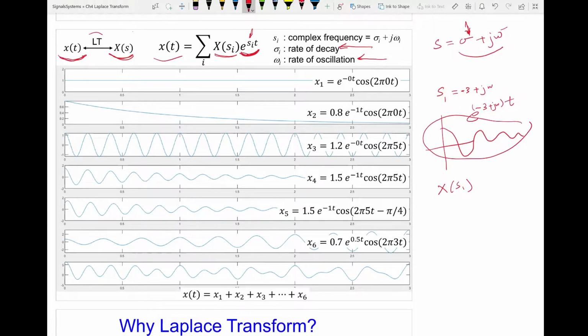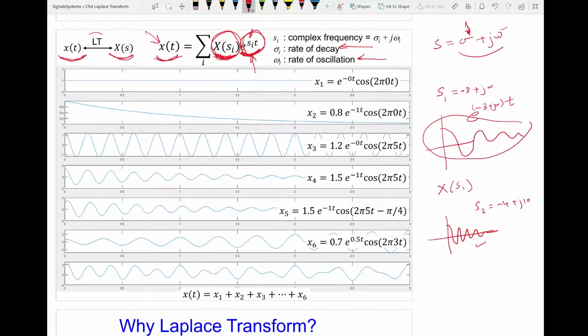I may have another signal that looks maybe like this. So now here s2 will have a different frequency. It could be minus 4 plus j10. Then X of s2 will have a different value, which is the strength of this one. Now, if I have the signal in the time domain, I can represent it as a linear sum of these exponential signals. Each one of them has a different strength, X of s_i. That will be the Laplace domain of this signal in the time domain. So it just basically shows you the strength of the different frequency components.